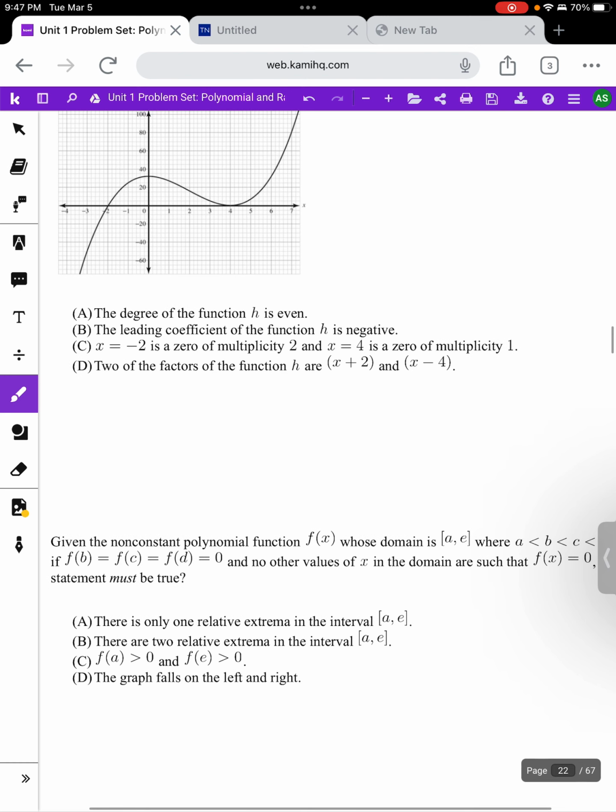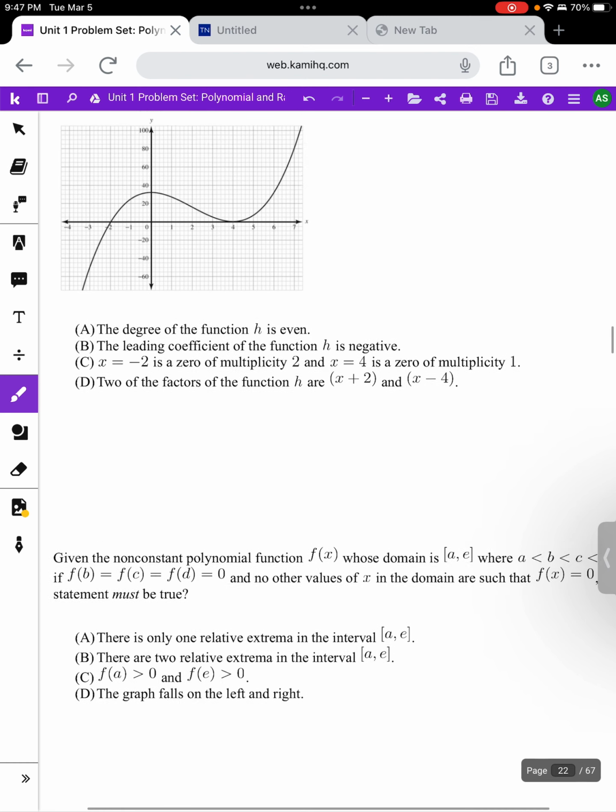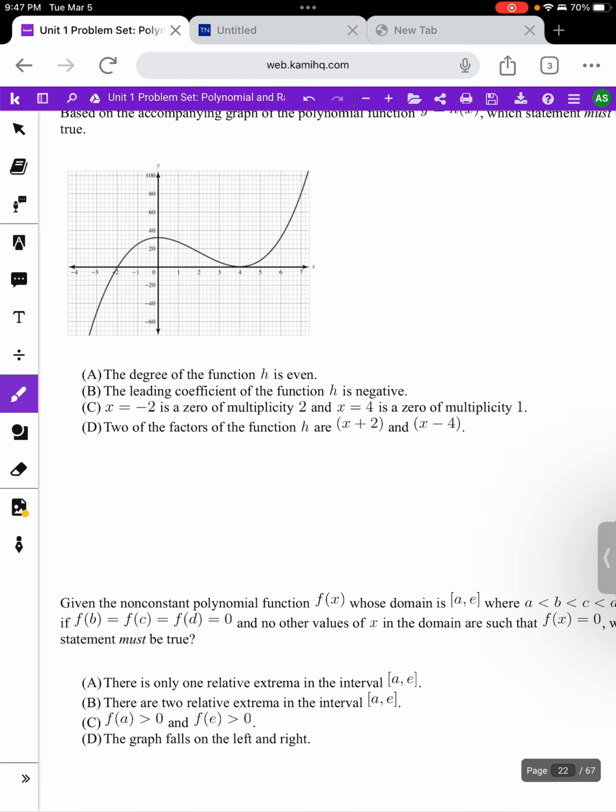The degree of the function is even. No, this looks like an odd function because it's coming in from one direction and leaving the other direction, right? So if it's coming in and going out opposite sides, it's odd. This is an odd function. The leading coefficient of the function is negative. No, because this is an odd function and odds go up from left to right. That's positive, and they would go down if it was negative. But this is going up from left to right, so this is not negative.